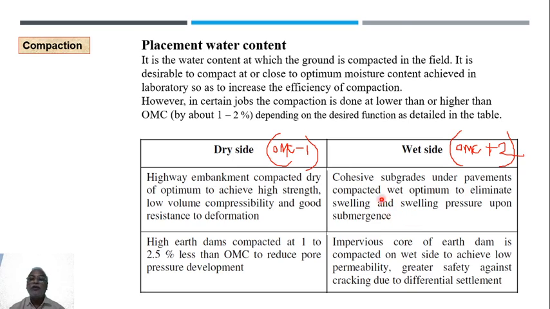So in the beginning only you give it a little more water so that it is at a particular volume only, right? So when there is a submergence, it should not bulge out and then give cracks and then fail. Next is the impervious core of the earthen dam.